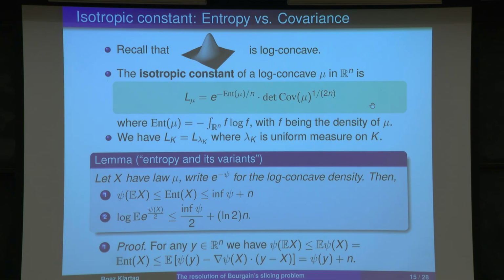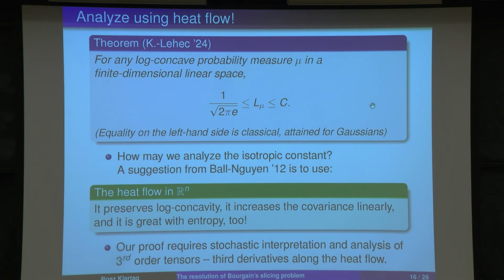That's what it means. There is also a result by Bourgain and Klartag, which gives you very precise concentration estimates for psi of x. So this is why we like entropy a lot in the log-concave case. It's a well-behaved parameter. And the same proof gives you that for any log-concave measure, L_mu is bounded by two universal constants.